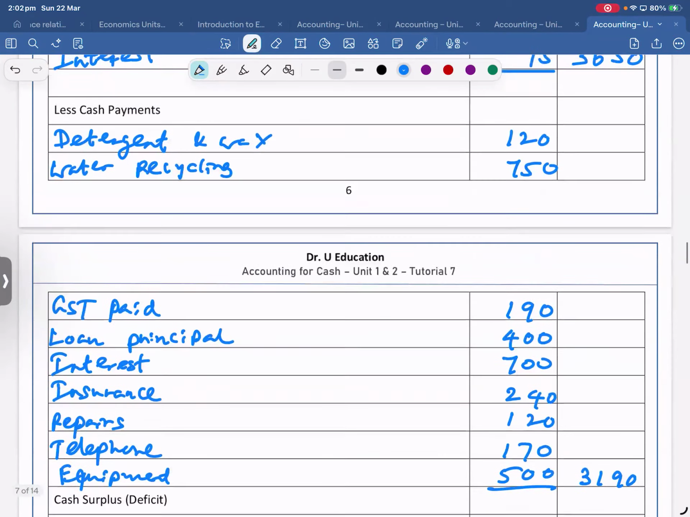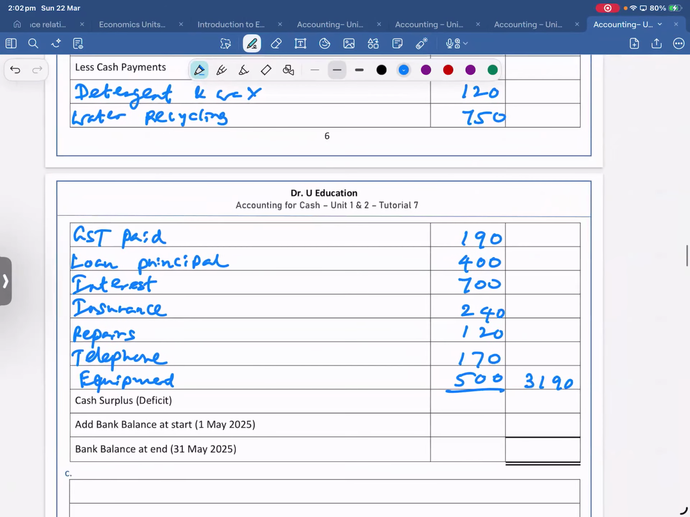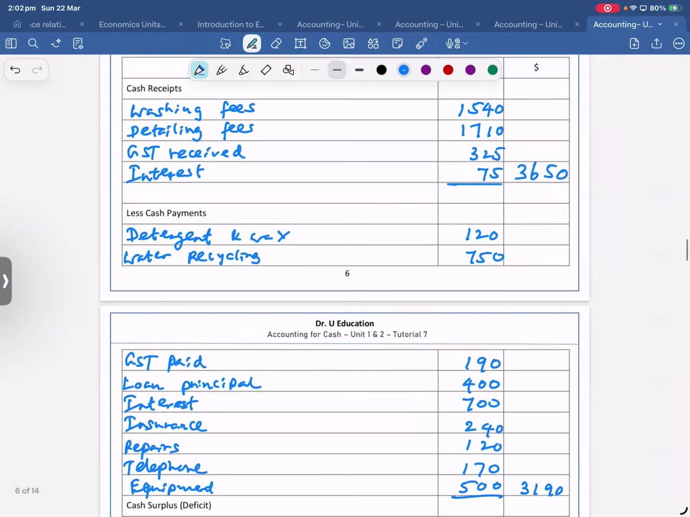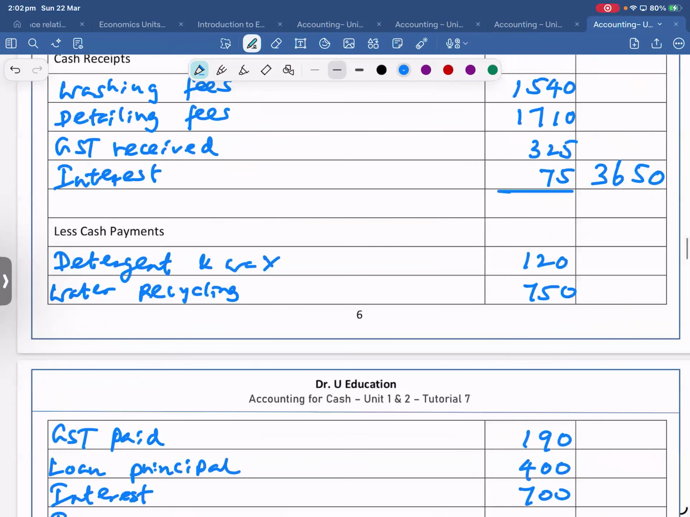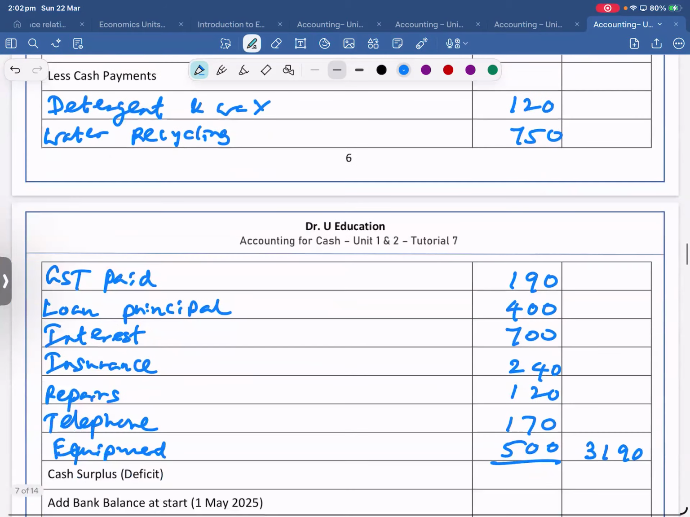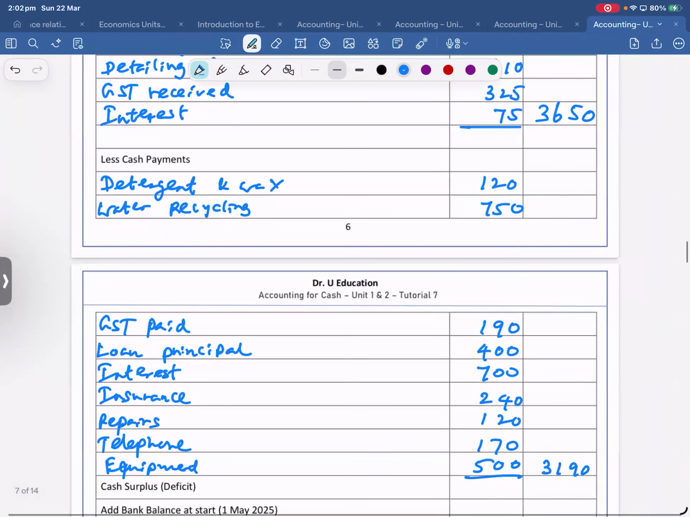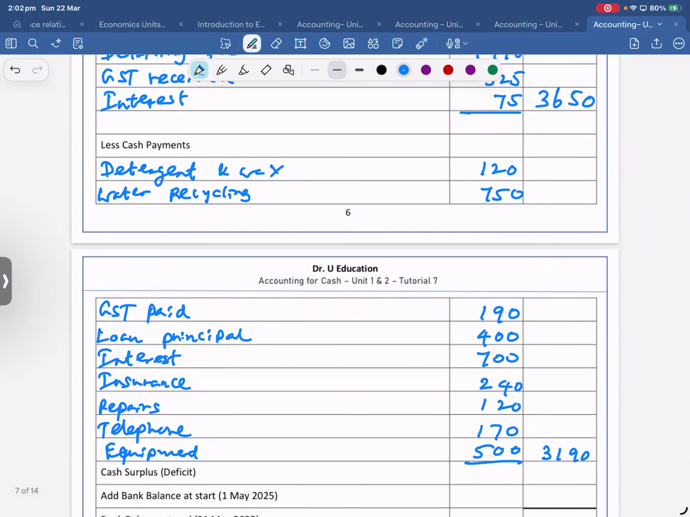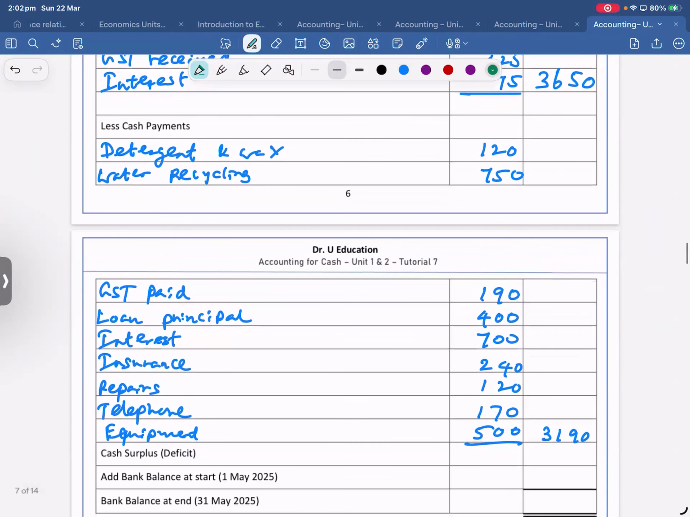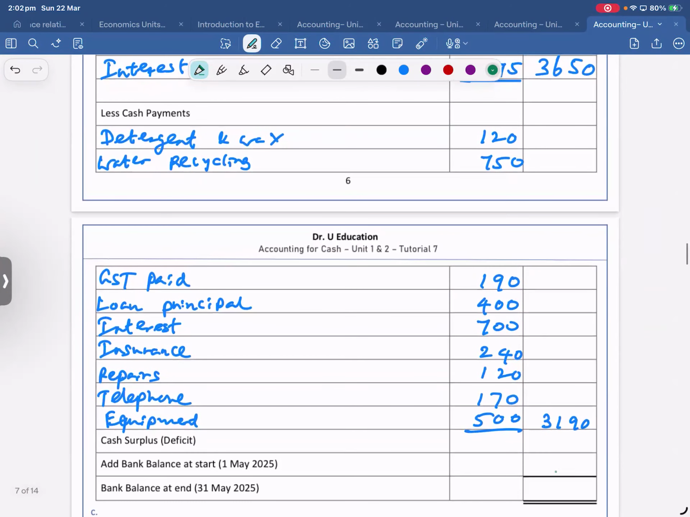Right. See, we have received 3,650 and we have paid 3,190, meaning we have, what do you think? Cash surplus or deficit? Surplus, yes, surplus of 460, yes. In brackets, yes. If it was a deficit, you put in brackets.